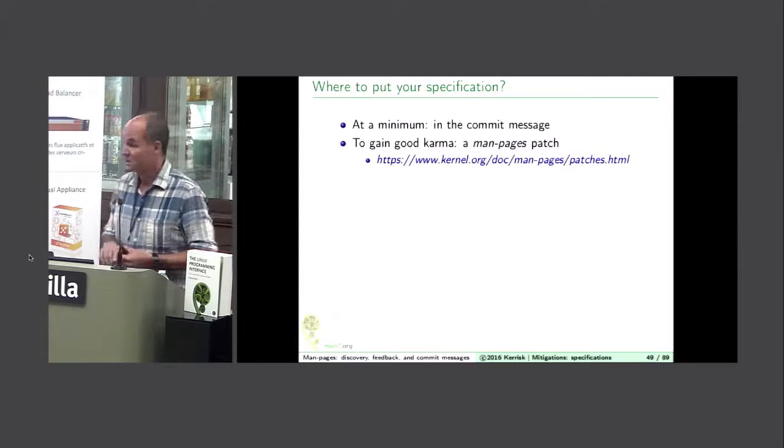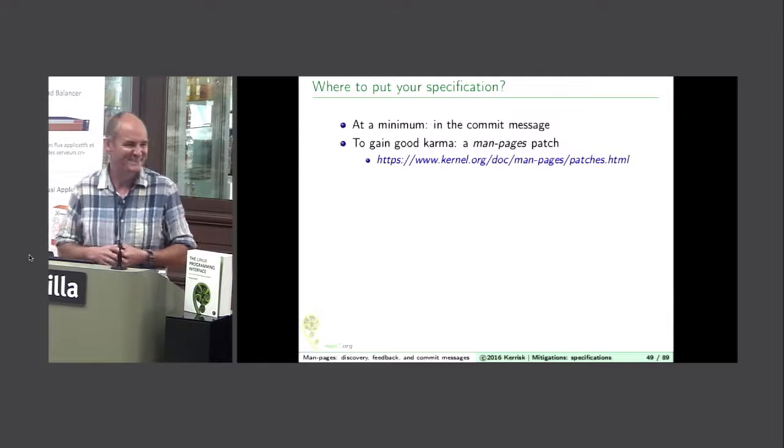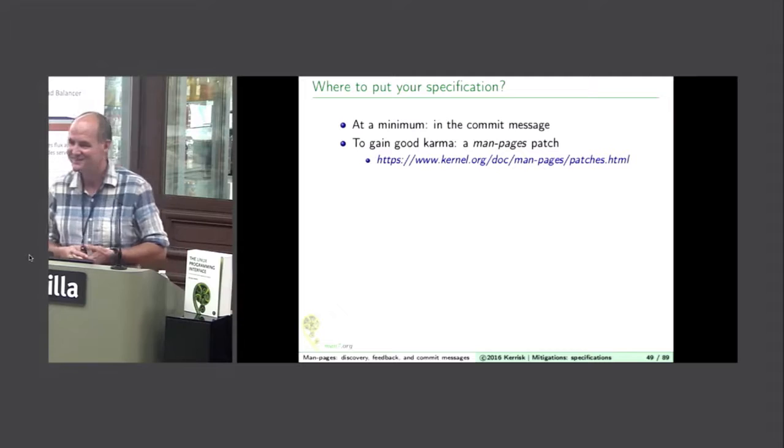So where do you put your specification? Well, at a minimum, in the commit message, I'd say, but be nice to me. Send me a man pages patch.